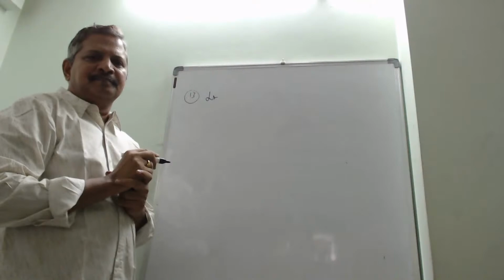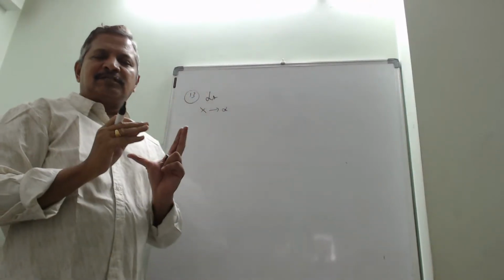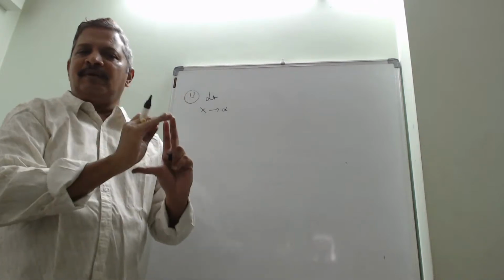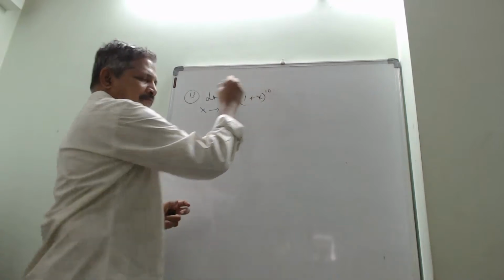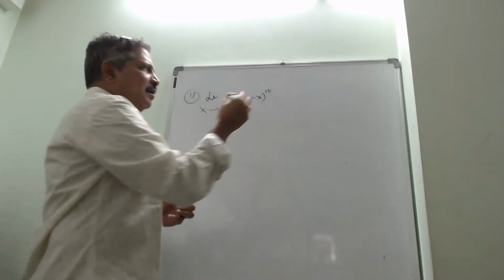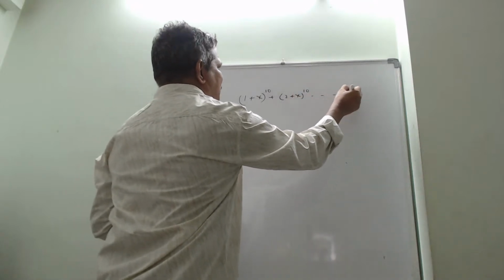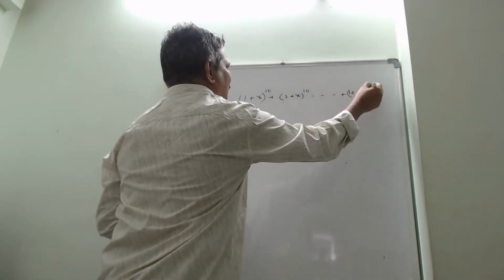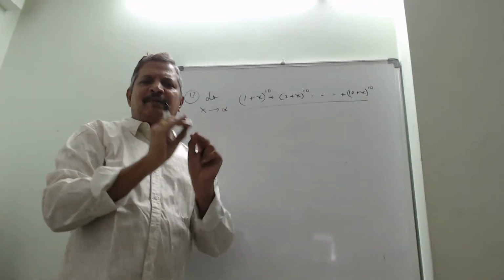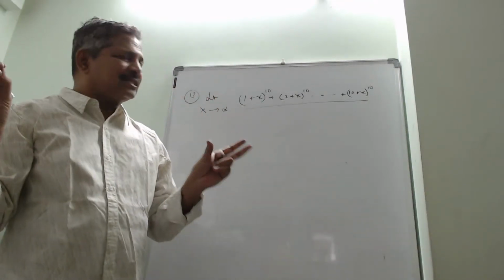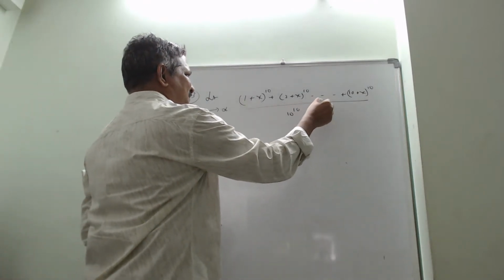Each one, because typical problems we have to do slowly. Limit x tends to infinity, (1 plus x power 10), then (2 plus x power 10), and so on up to (10 plus x power 10), that is (1 plus x power 10)(2 plus x power 10)(3 plus x power 10)...(10 plus x power 10), divided by 10 power 10 into x power 10.